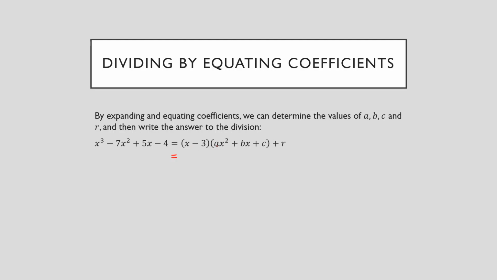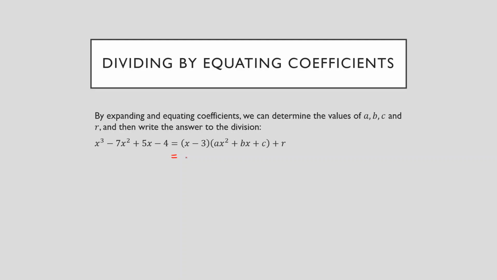Now, it might not be obvious to you, but you should see that the leading term of my dividend is just x cubed. There's no number in front of that. And the only way that can happen when I multiply x by this term is if a is equal to 1. I'll leave the a there for now, but note that you don't technically need it, because you already know it's going to be a 1. Whether or not you want to keep that in your working out is up to you. I'll leave it here for completeness. So let's expand all of this out.